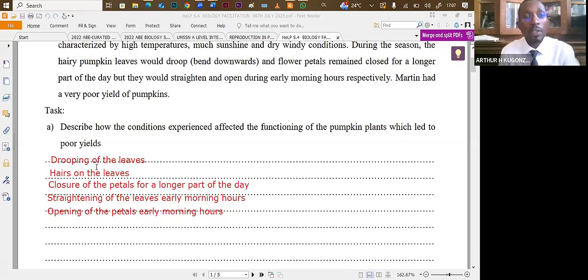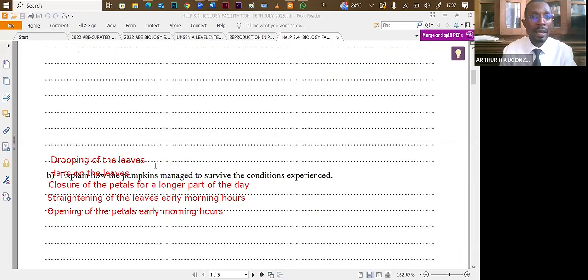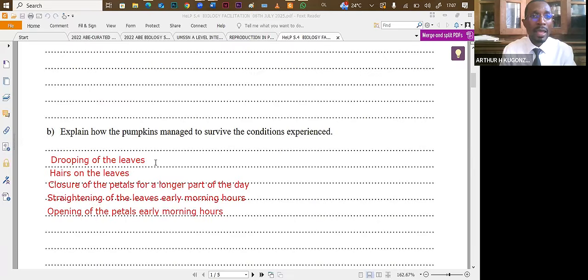So this is now what I have extracted out from my scenario. And which task am I answering here? This is the task we are answering. Explain how the pumpkins managed to survive the conditions experienced. And I went in the scenario, started reading word per word, extracting out, is there any information given to me as to how these plants could have managed to survive those dry conditions?